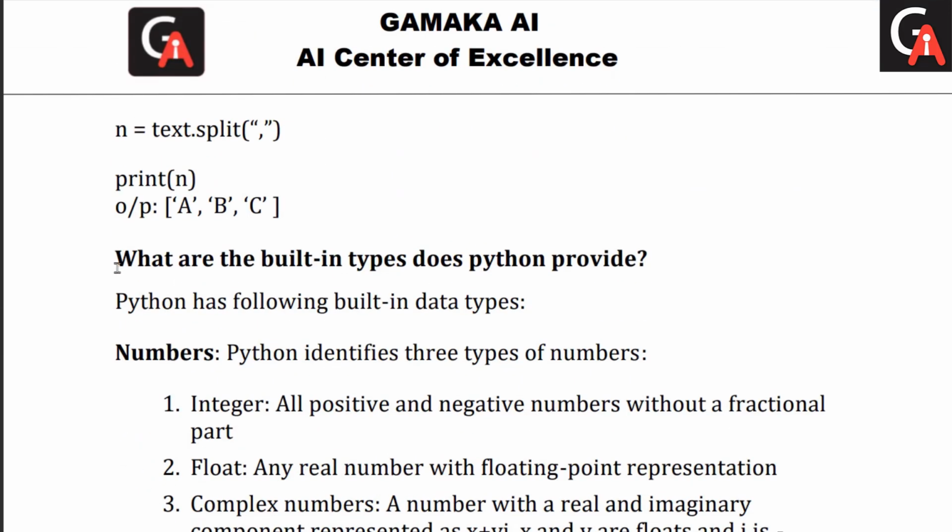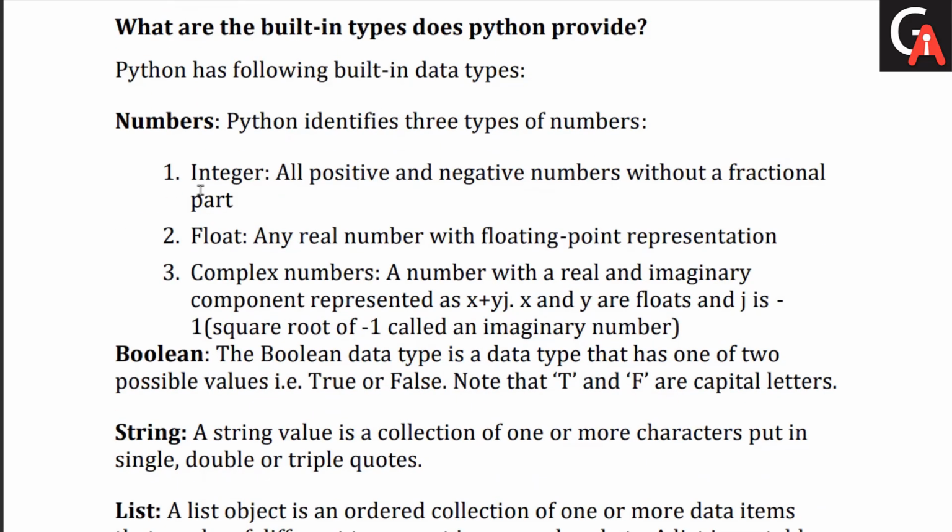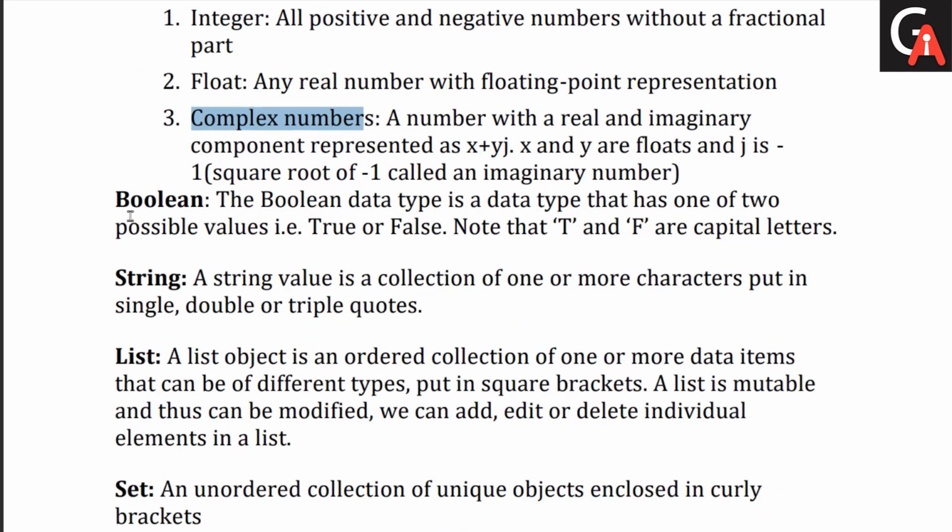What are the built-in types Python provides? Okay, so Python provides different built-in data types. We have numbers. In the numbers we have integer, float, and complex numbers, right? In the boolean we have True and False.